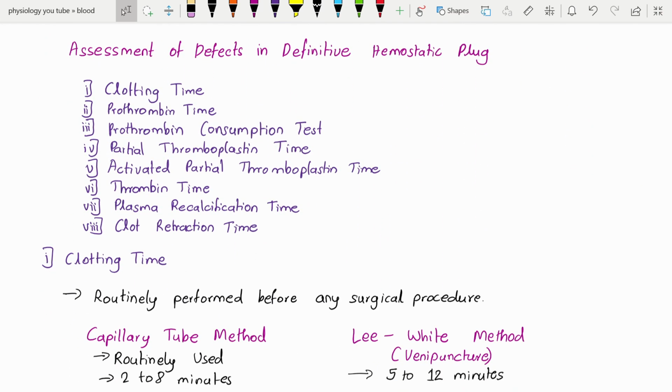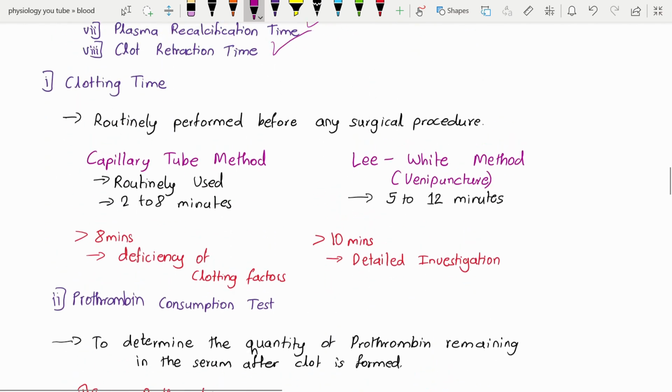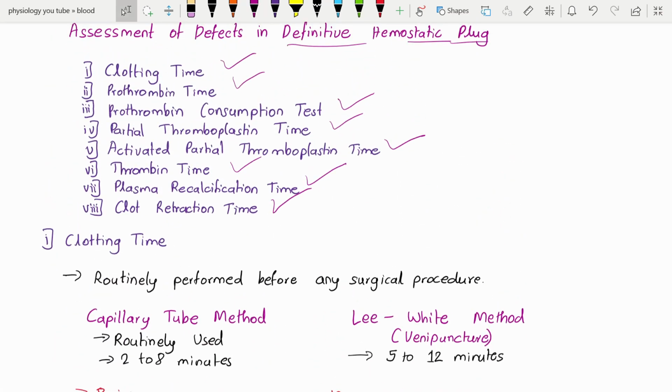Next comes the assessment of the defects in the definitive hemostatic plug formation. We have 8 tests here: clotting time, prothrombin time, prothrombin consumption test, partial thromboplastin time, activated partial thromboplastin time, thrombin time, plasma recalcification time, and the clot retraction time. One thing, I have not divided them into intrinsic and extrinsic. You need to divide them after this video.